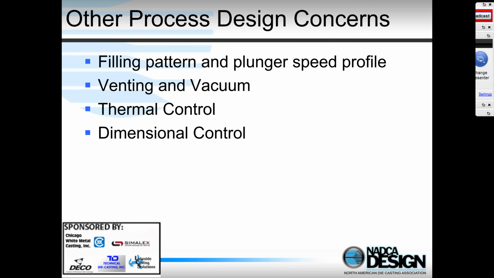Thirdly, thermal control. We need to control the temperature of the die because we want to control the solidification of the casting to optimize casting quality, to maximize productivity, and also maximize the life of the casting tool. It's an expensive tool. We want to make sure it lasts as long as possible. Then finally, dimensional control. One of the advantages of die casting is that it's capable of producing components with extremely good dimensional tolerances. So we need to be aware which parameters need to be controlled to optimize the dimensional capabilities of the process.